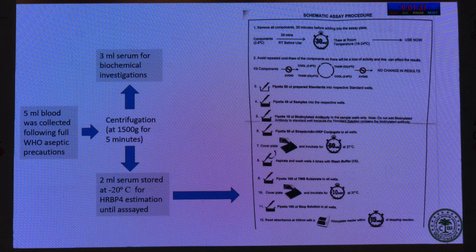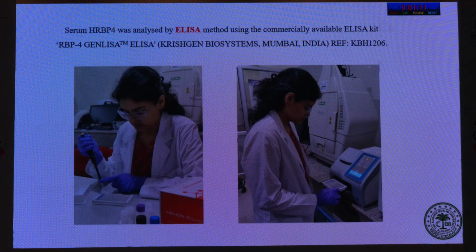Then 5 ml blood was collected from the patients following full aseptic conditions. The blood was centrifuged, and 3 ml serum was used for biochemical investigations, and 2 ml was stored at -20 degrees Celsius for HRBP4 estimation until it was analyzed. The analysis of HRBP4 was done according to the guidelines given by the manufacturer of the kit, and it was performed using ELISA. The kit was procured from Christian Biosystems, Mumbai, India.